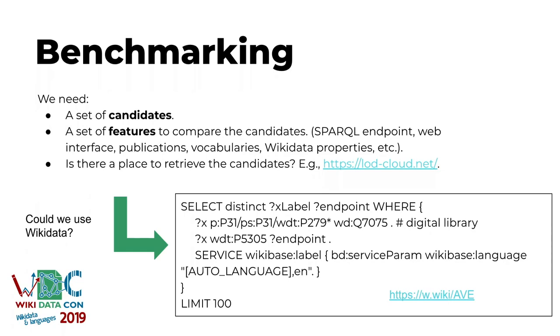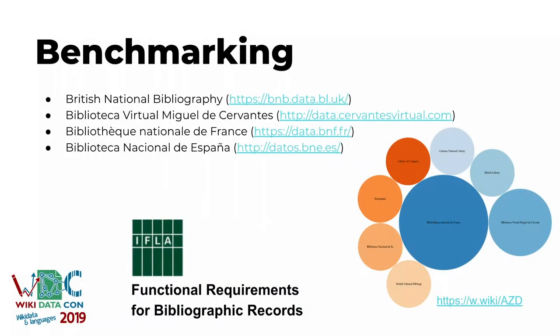I use LOD Cloud, but when I was doing these slides, I thought about using Wikidata in order to retrieve those candidates. For example, getting entities of type digital library which have a SPARQL endpoint. You have the link here. And I came up with those digital libraries. The first one uses the Bibliographic Ontology as main vocabulary, and the others are based more or less on FRBR, which is a vocabulary published by IFLA.